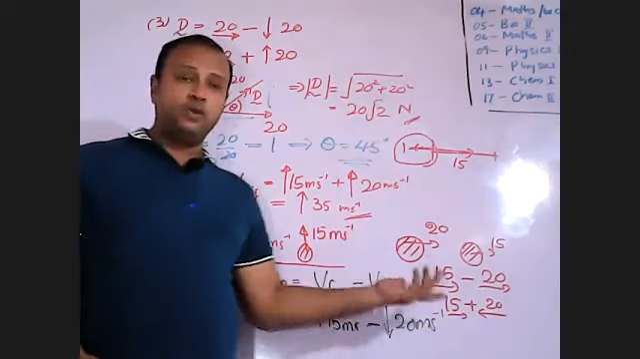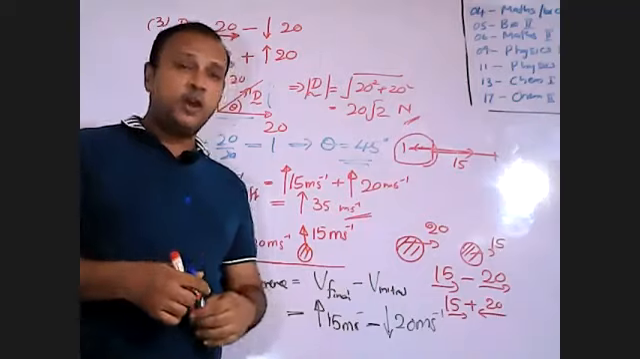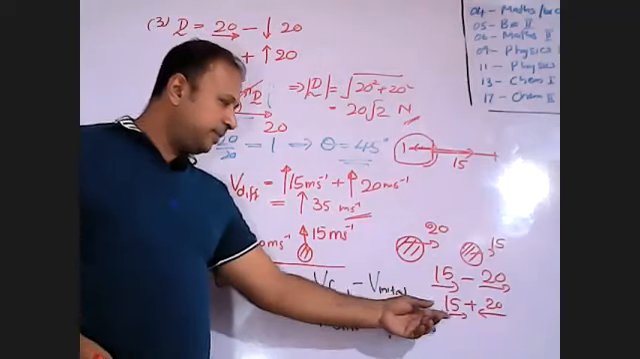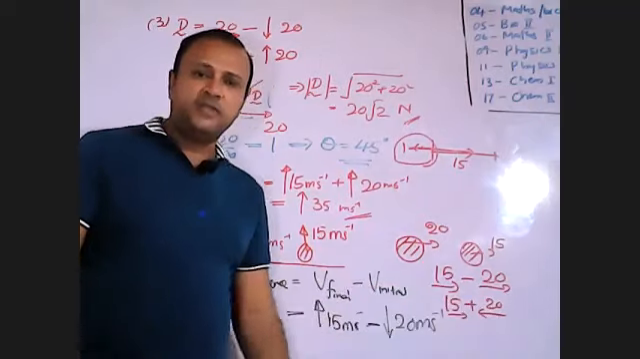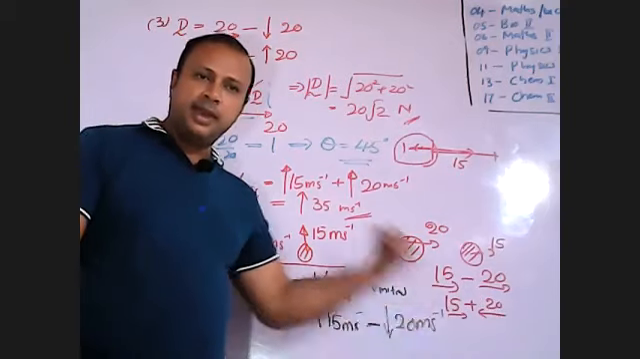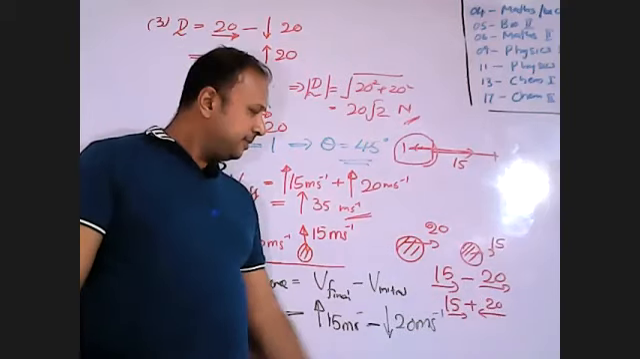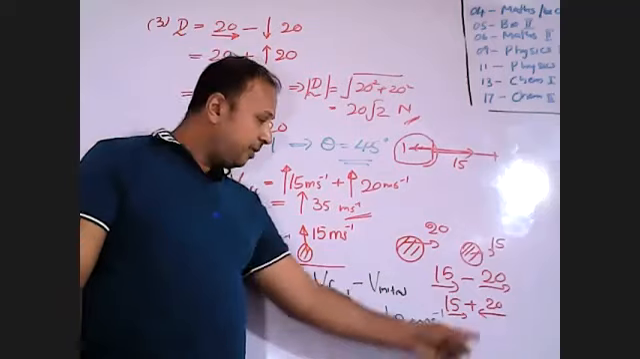So how to add two vectors in opposite direction? You have to take the difference. That means 20 minus 5. 20 minus 5 means 5. And the direction is in the way of the higher vector.